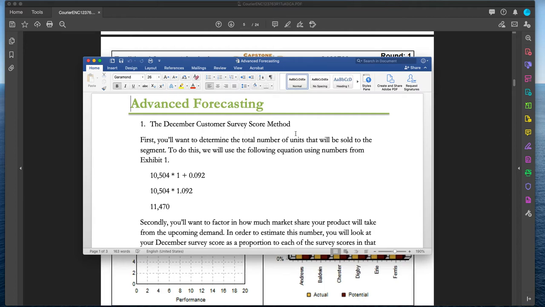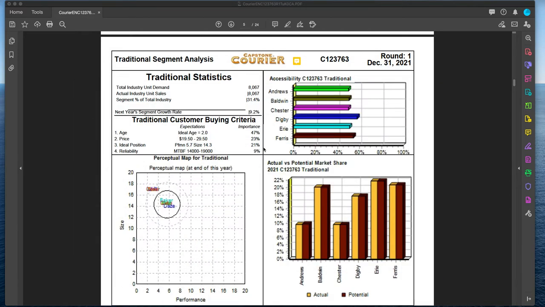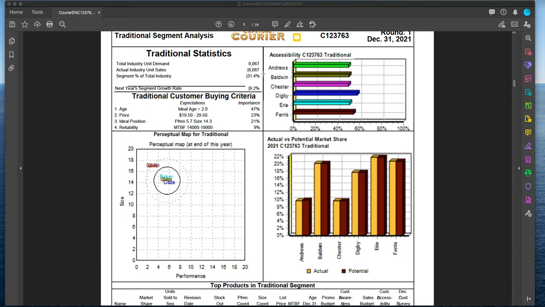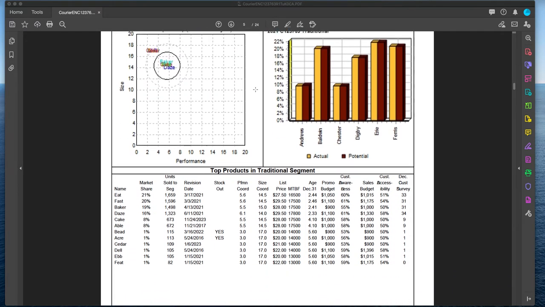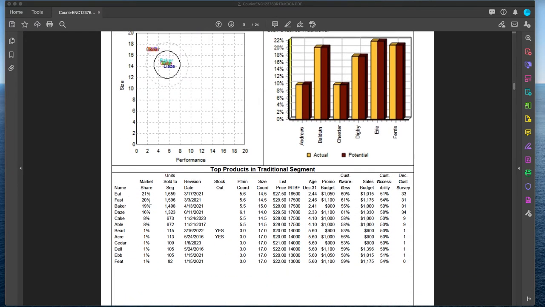I just created a quick spreadsheet. Let's look at our Capstone Courier page for the traditional segment analysis. Here we can see that the industry demand last round is 8,067,000, or 8,067 here. Then the next year's segment growth rate is 9.2%. I'm going to do my example for Baker. Baker had about 19% of the market share last round, so let's see what they have next round. We're going to note that their December customer survey score is 31.